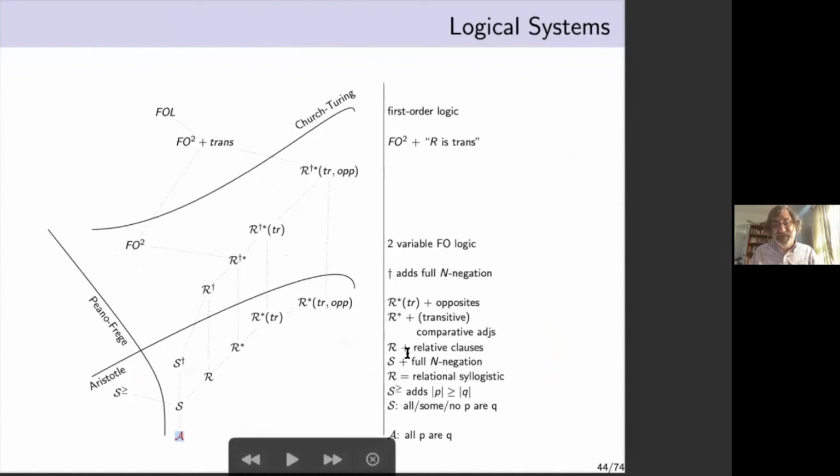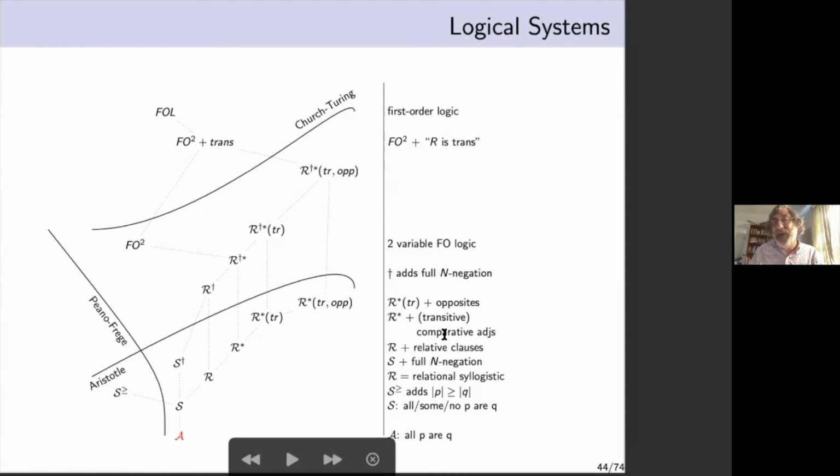And so what are the other logics? Well, the syllogistic logic adds things about all, some, and no. So that's what Aristotle was into. All X are Y, some X are Y, no X are Y. The R adds verbs. It adds transitive verbs and relative clauses. The star actually adds relative clauses and iteration. I'll show you a picture that this is more relative clauses and more stuff going on.